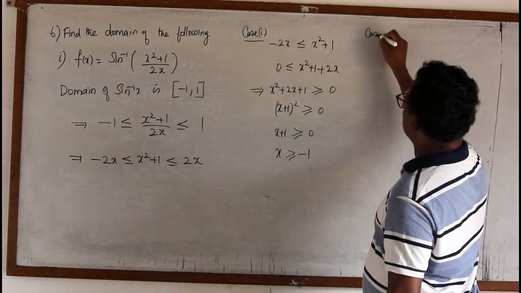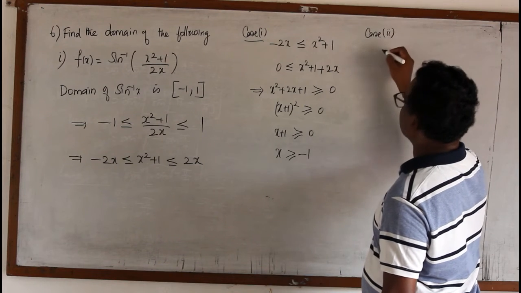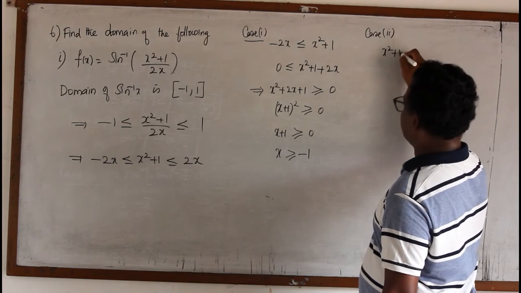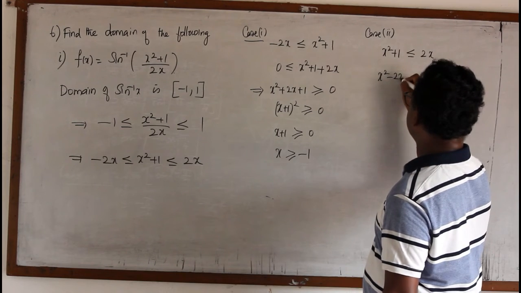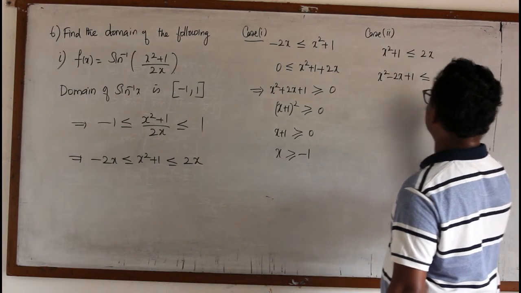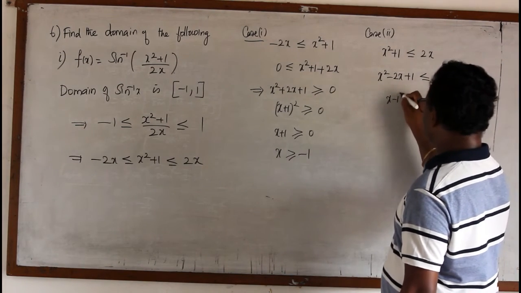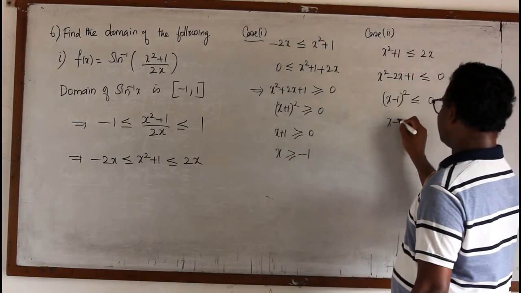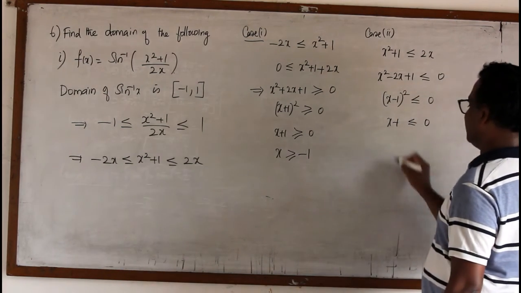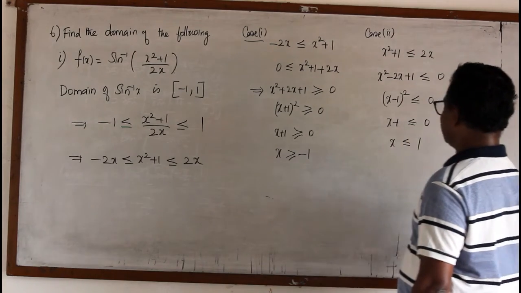Now taking case 2. x square plus 1 is less than or equal to 2x. So it is x square minus 2x plus 1 is less than or equal to 0. (x minus 1) the whole square is less than or equal to 0. That is x minus 1 is less than or equal to 0, x is less than or equal to plus 1.